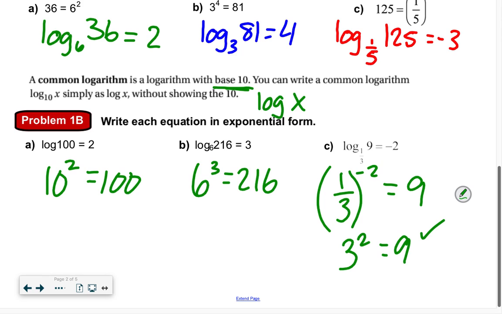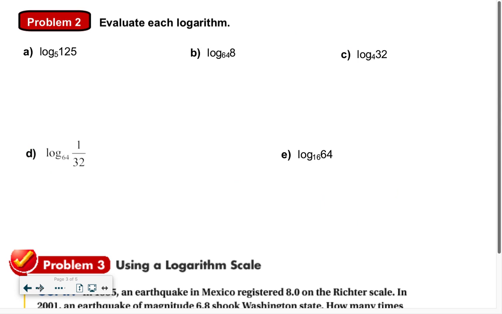Questions on any of those? Okay. The next stuff. We don't have an answer. We gotta come up with our answer. Okay? So when it says evaluate and there's no equal sign, what I want you to do is put equals x. Okay?